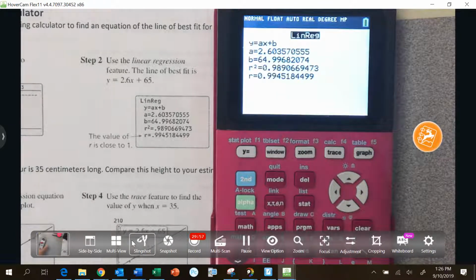And when you are done, you should have the exact same thing I have on here. Now I can troubleshoot. Does anybody need any help with their calculator?